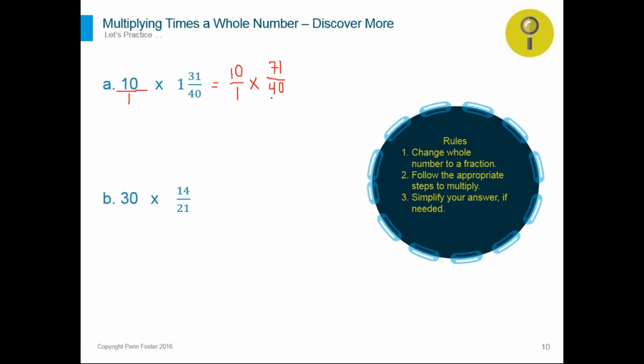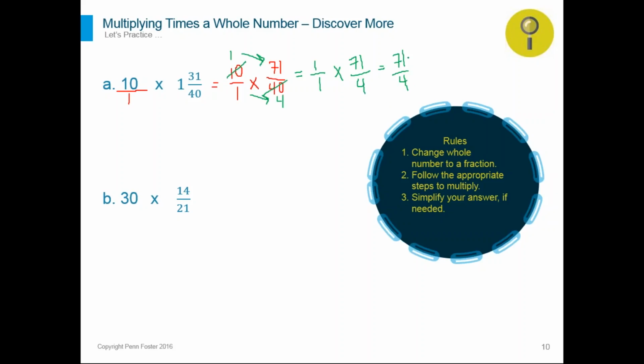So of course, 10 and 40, they have 10 in common. Divide over 10, it's a 1. Divide over 10, it's a 4. 1 and 1, nothing. 1 and 4, 71 and 1, and 71 and 4, nothing. I'm ready just to multiply across. And I'm going to rewrite that question so we're clear on what we have, 1 over 1 times 71 over 4. And that will give you 71 over 4.